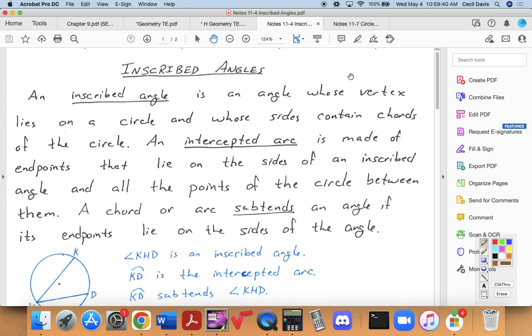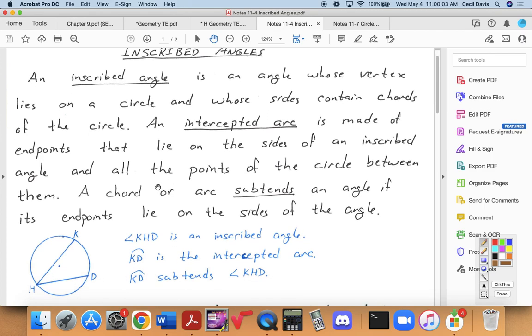Today we're going to talk about something called an inscribed angle. The root word of inscribed is scribe. Scribe just means to make a mark or to write something. So when it says it's inscribed, it's marked or written inside the circle. Specifically, its vertex is on the circle, like here.